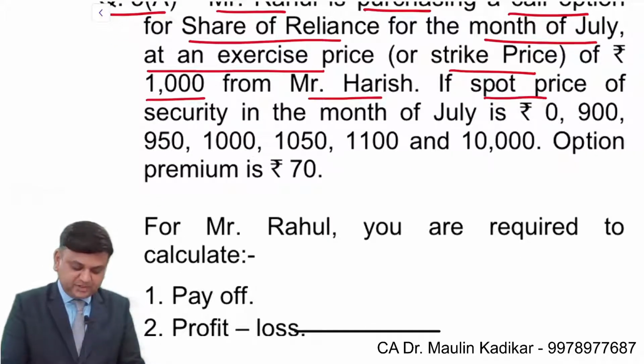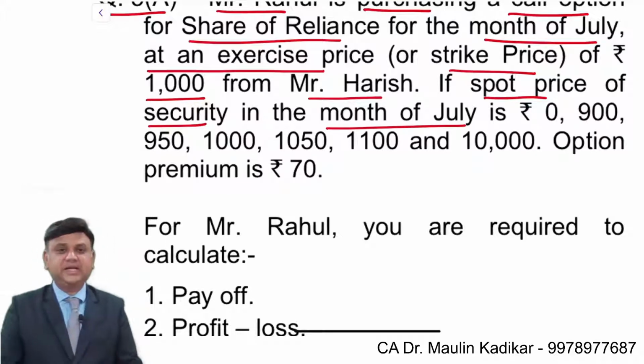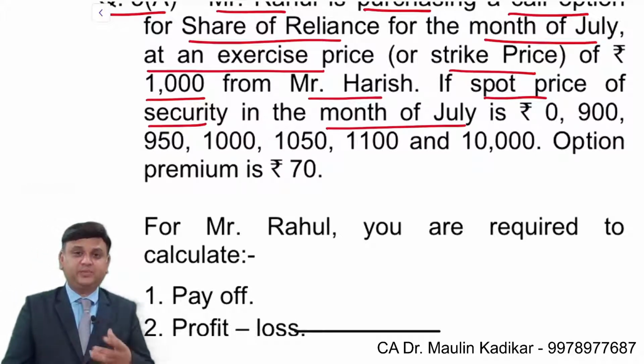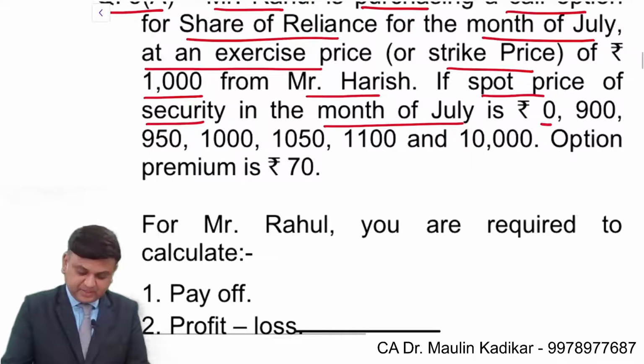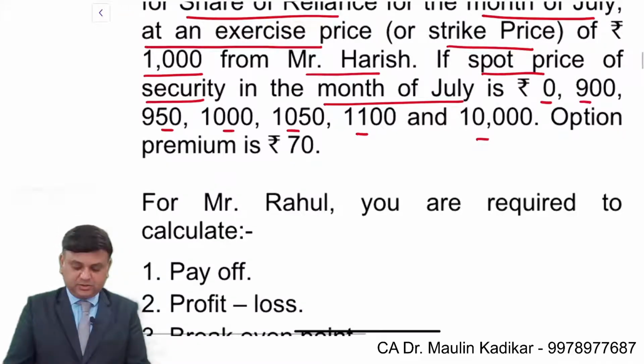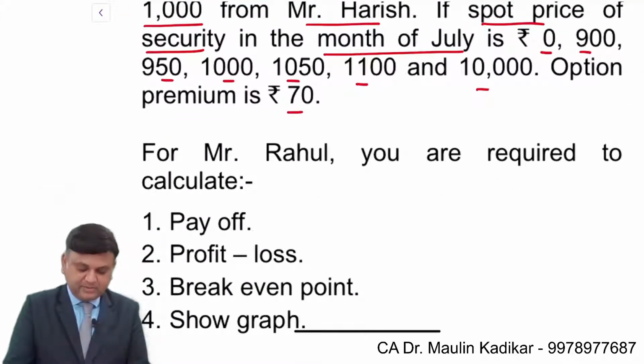If the spot price of the security in the month of July, that is on the last Thursday of the July month, is given as 0, 900, 950, 1000, 1050, 1100 and 10,000. The option premium is 70.